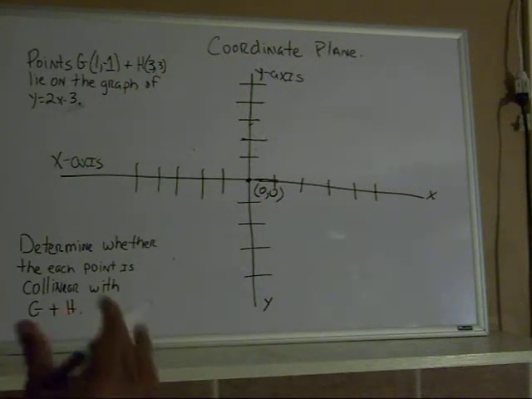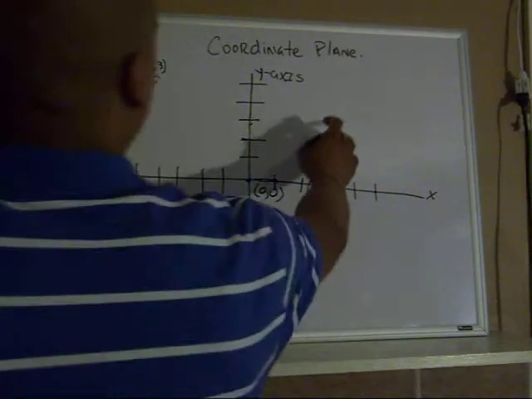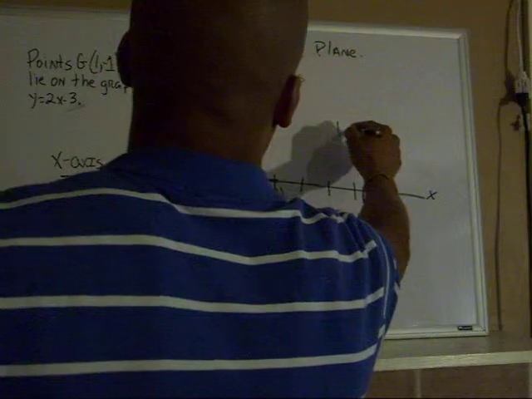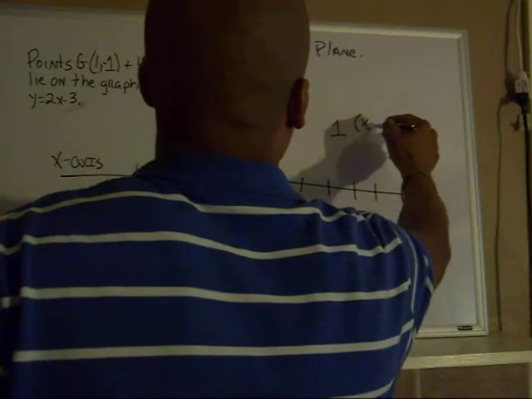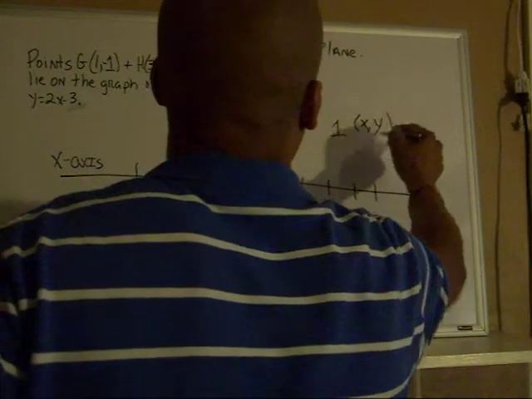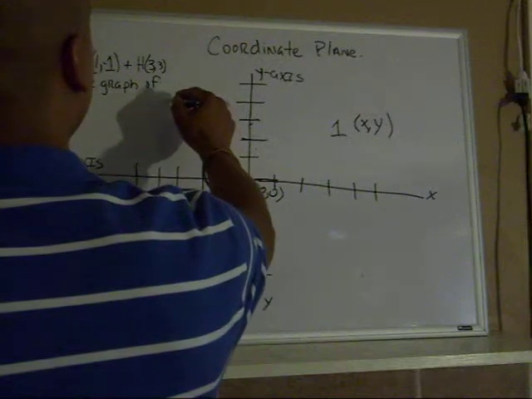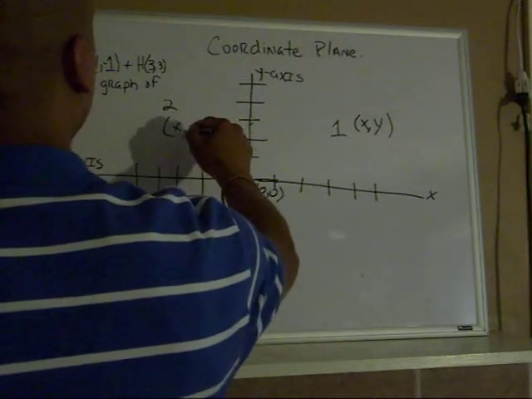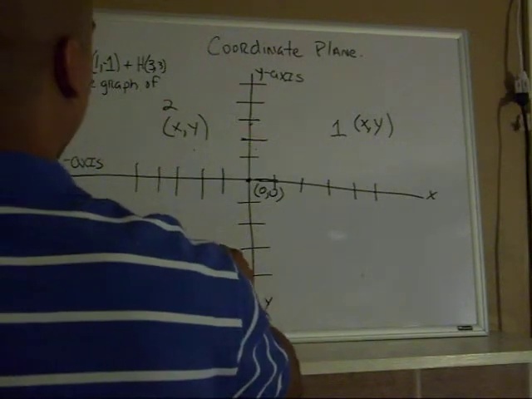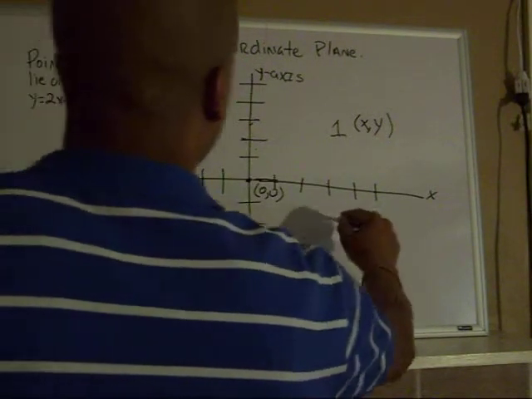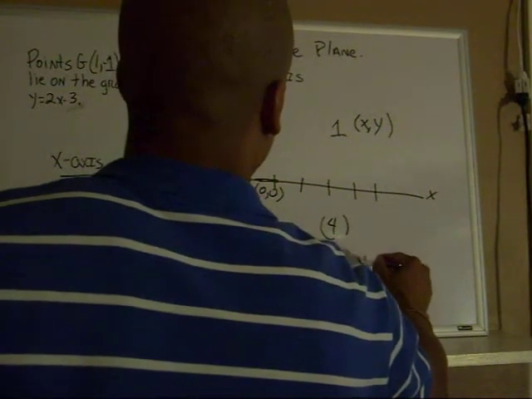Now, when we talk about the coordinate plane, you have four quadrants: 1, 2, 3, and 4. This will be our first one. And in our ordered pair, you're going to have an X and you're going to have a Y. Then over here, that's going to be quadrant 2. You've got X and Y. Quadrant 3, you also have an X and a Y. And then quadrant 4, same scenario, X and Y.